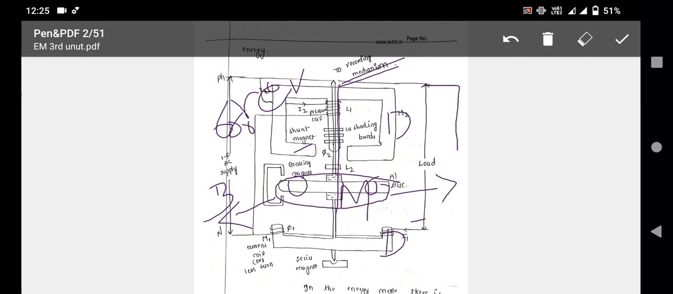Okay, these are the main parts: driving, moving, and restraint system. The interaction of the two fluxes creates a torque on the aluminum disc. And another important one is there to reduce the error: copper shading bands we are using. To reduce the error, lead lag adjustment, it is known as.